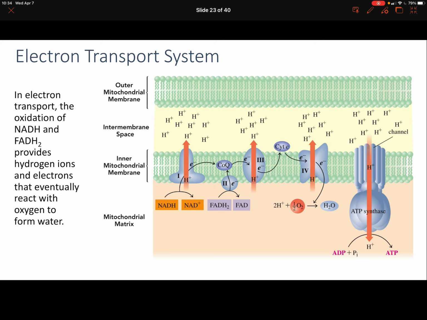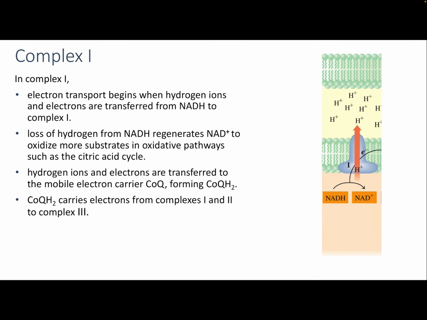Okay, so let's start looking at them a little bit. What's going to drive this is these guys are bringing hydrogens. These are where the hydrogens are essentially coming from, and they're also bringing electrons. Electrons are what are going to allow these complexes to move the hydrogens. So we're going to take a look at them one by one. We'll start with complex 1. This is where it starts.